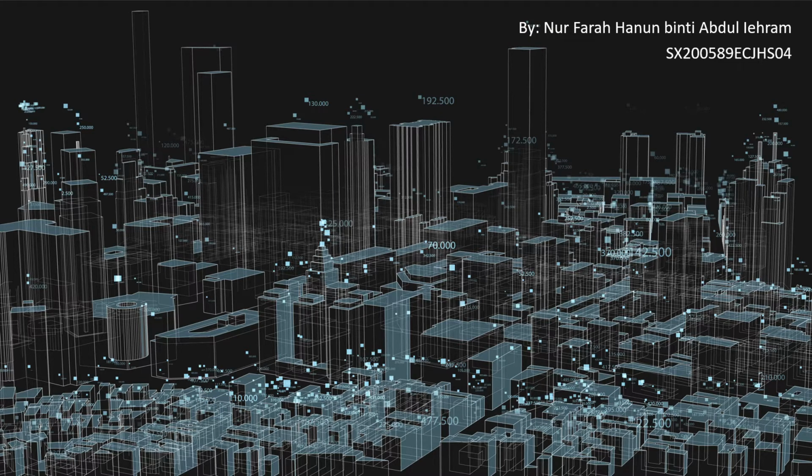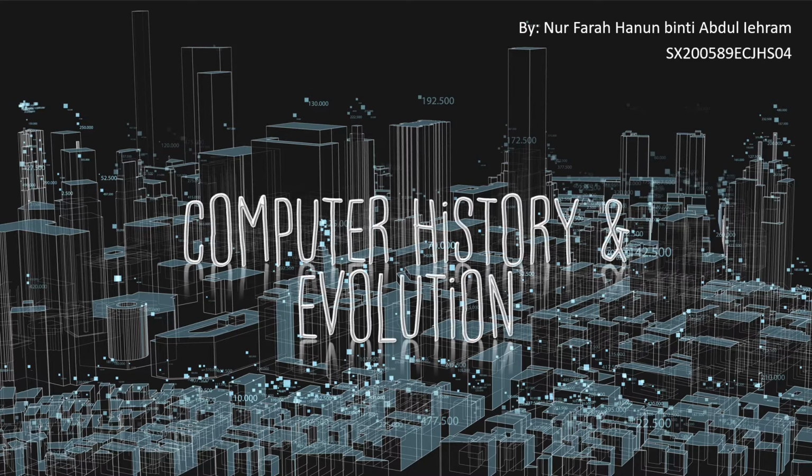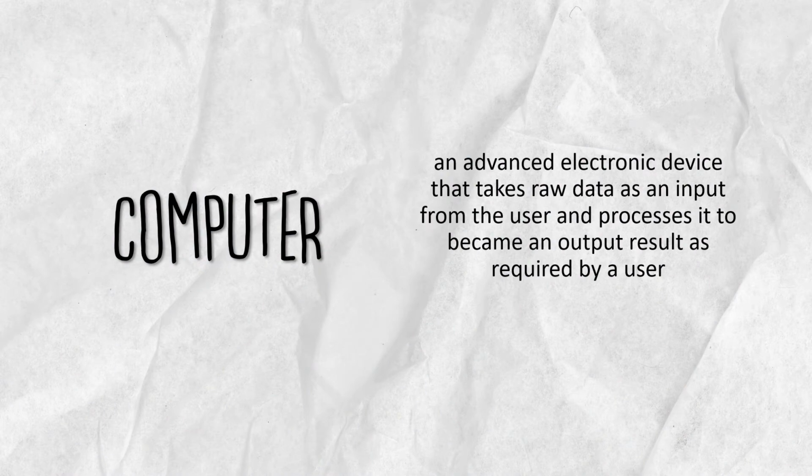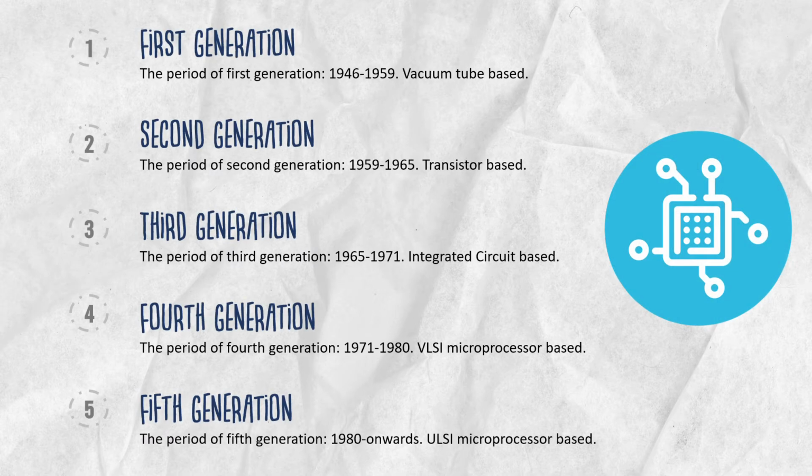So today I'm going to talk about computer history and evolution. So first, what is a computer? A computer is an advanced electronic device that takes our raw data as an input and processes it to become an output as per our requirement.